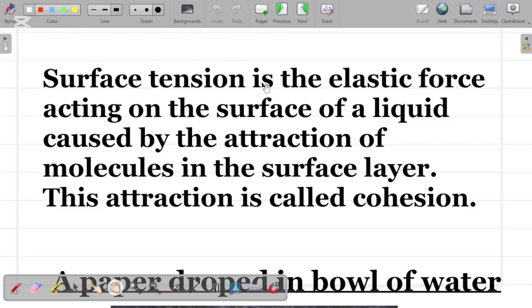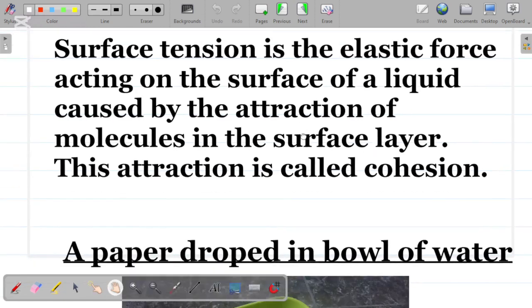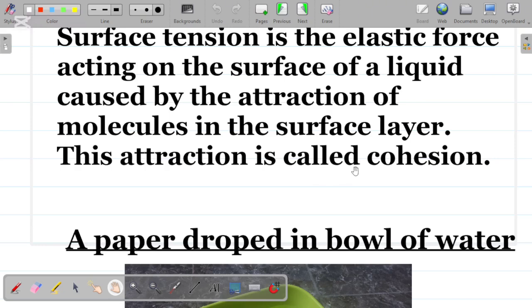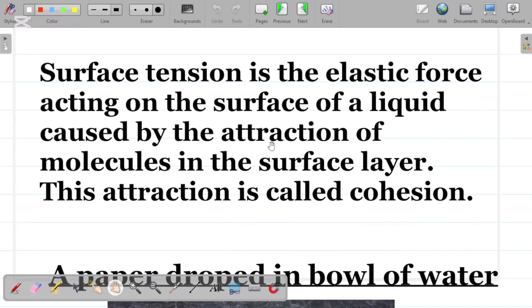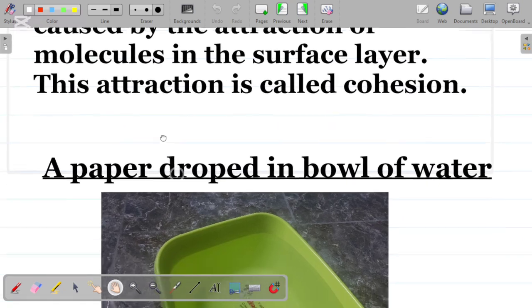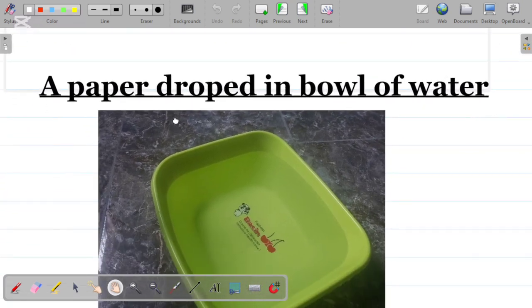Surface tension is the elastic force acting on the surface of a liquid caused by the attraction of molecules in the surface layer. The attraction is called cohesion. So surface tension is the elastic force acting on the surface of a liquid. It is also caused by the attraction of molecules in the surface layer. Alright, let's take an example of surface tension.